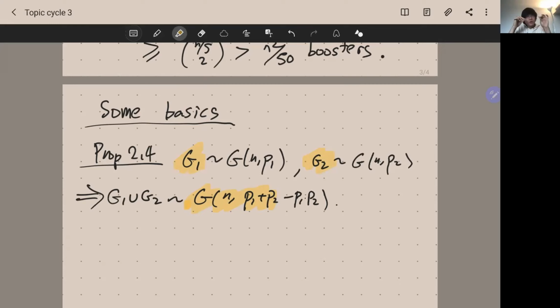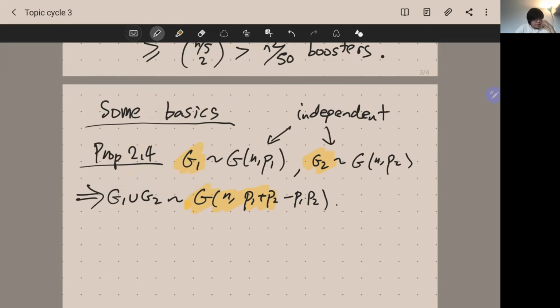So how are we actually going to use it? We can imagine our random graph is a union of independent graphs. What's important is that these two, G1 and G2, are independent. Two independent random graphs on the same set of vertices, and then we put them together.